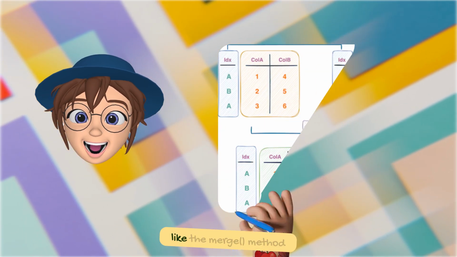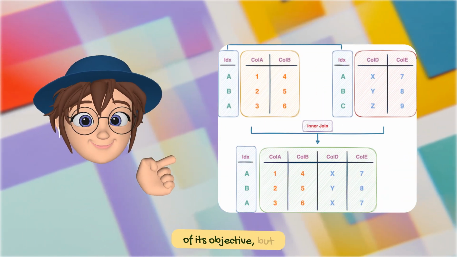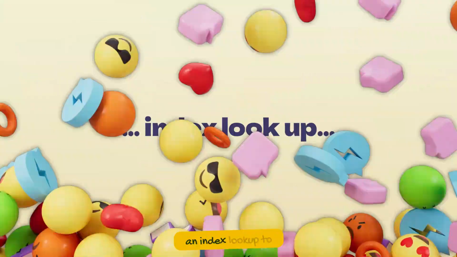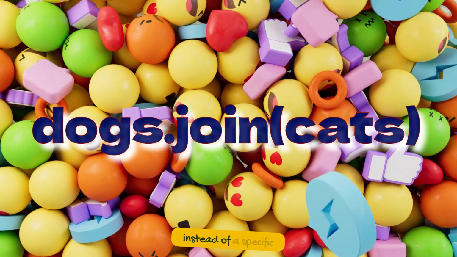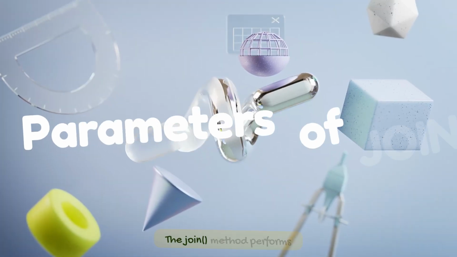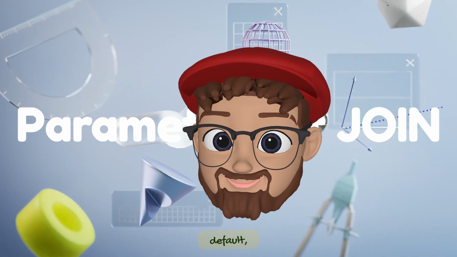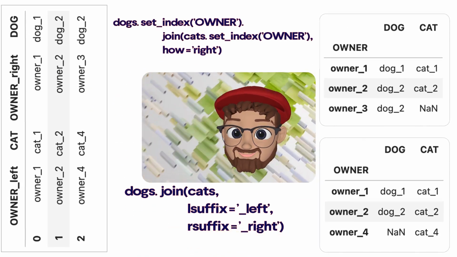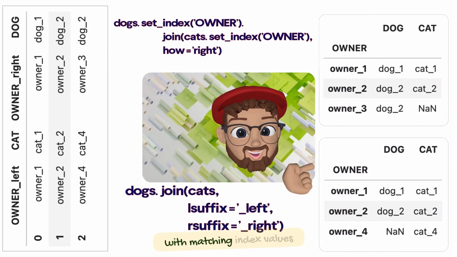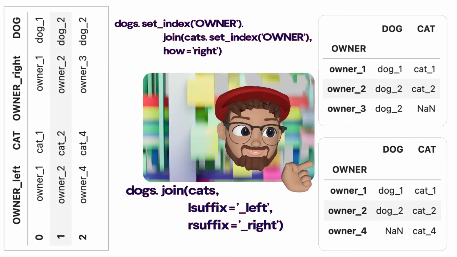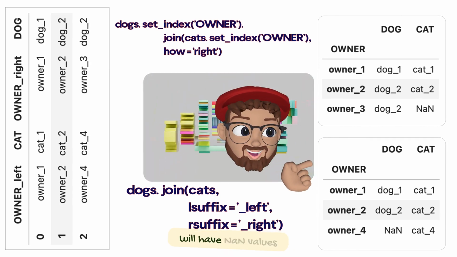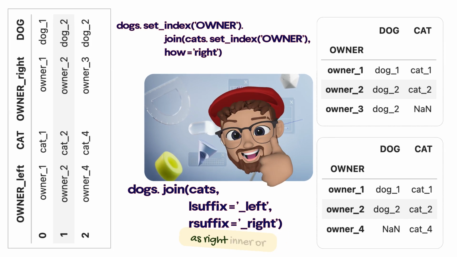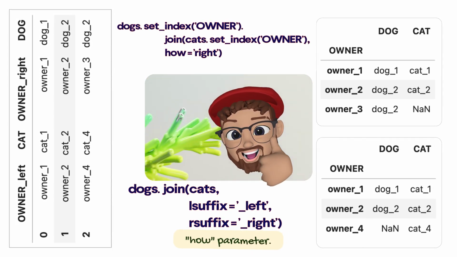The join method is like the merge method in Pandas in terms of its objective, but with a few differences in the implementation. The join method performs an index lookup to join 2 data frames instead of a specific column. The join method performs a left join by default, which means that all the rows in the first data frame will be included in the resulting data frame, and any rows in the second data frame with matching index values will be added as well. The non-matching rows in the second data frame will have NaN values if there is no match. However, you can specify other types of joins as right, inner, or outer by using the how parameter.